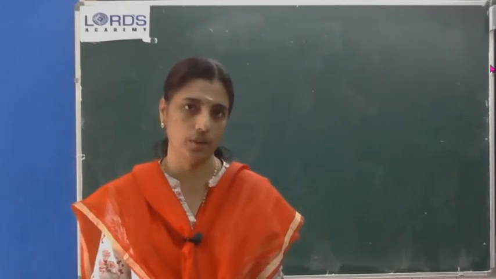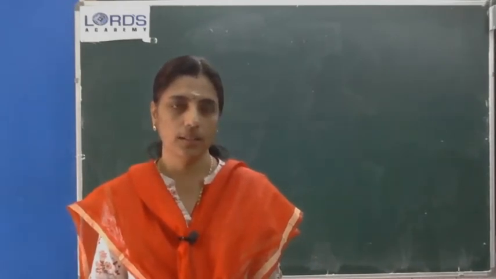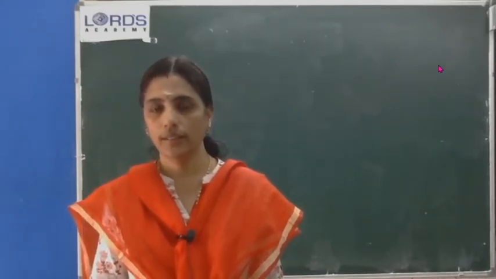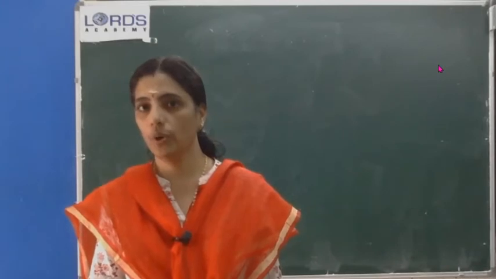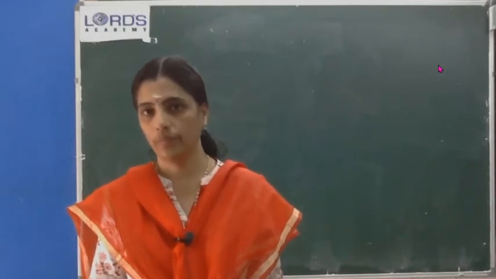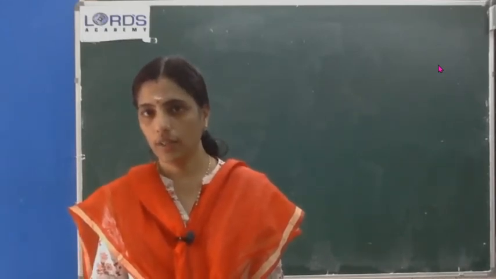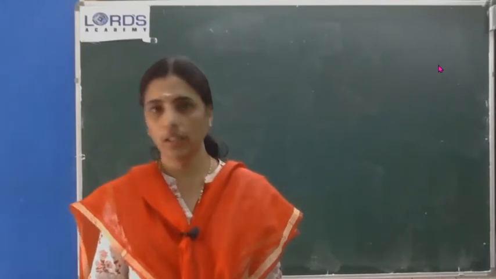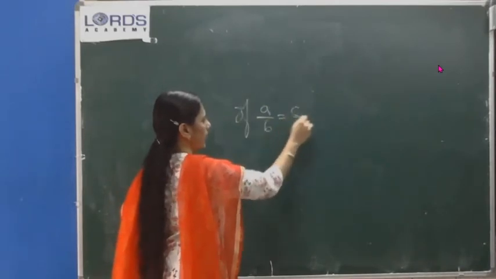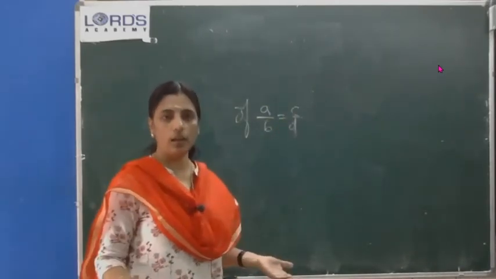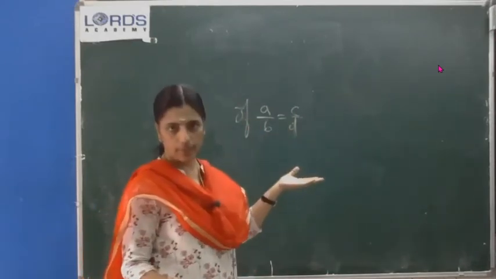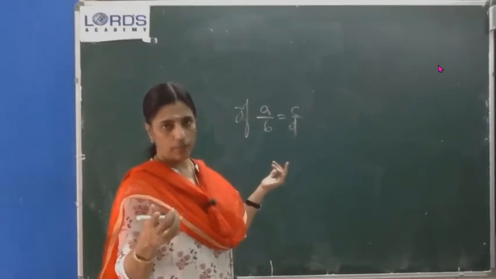What are the properties? Just for the recap I will tell: invertendo, alternando, componendo, dividendo, and the last one, componendo and dividendo. 5 properties are there. What is meant by invertendo property? If A by B equal to C by D, then you can take the reciprocal on both sides, that means B by A equal to D by C. That is invertendo property.